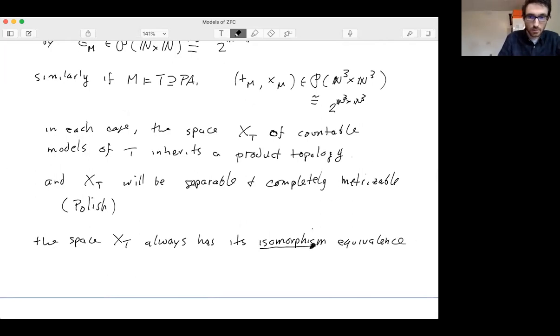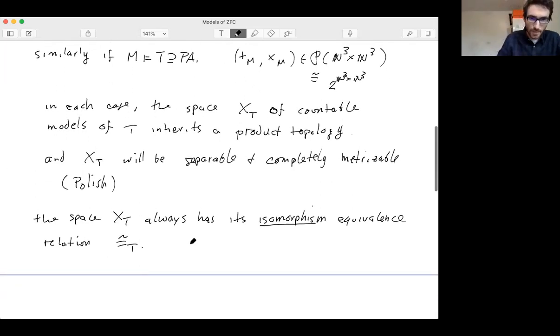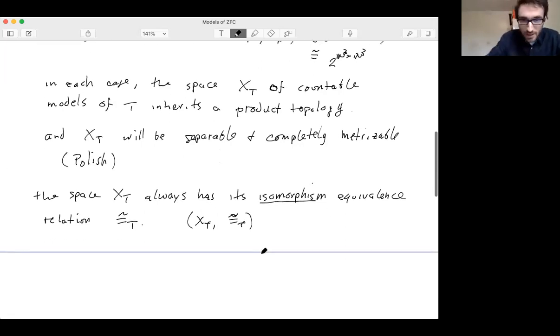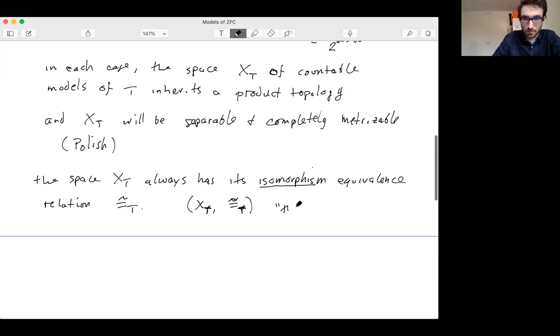Equivalence relation, say isomorphism sub T. And so this pair, X_T and isomorphism sub T, is kind of our stand-in for the classification of models of T. That's the structure of countable models of T, sorry. Don't want to offend anybody.